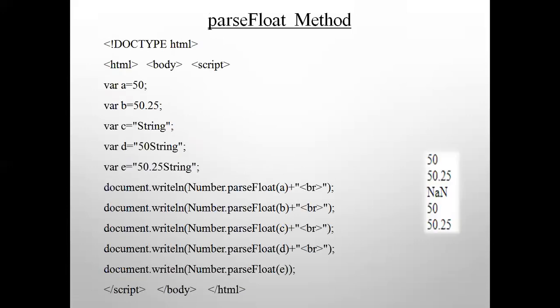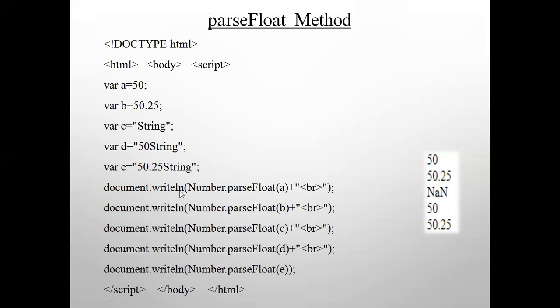Second is the parseFloat method. See the values. Variable a is equal to 50. There is no decimal part for it. It's an integer. Variable b is equal to 50.25. c is a string. This is a text which is enclosed in double quotes. d is 50 and a string. There's one integer here and there's a text here. e is 50.25 and a text. Okay, so here we will see how it is printing now.